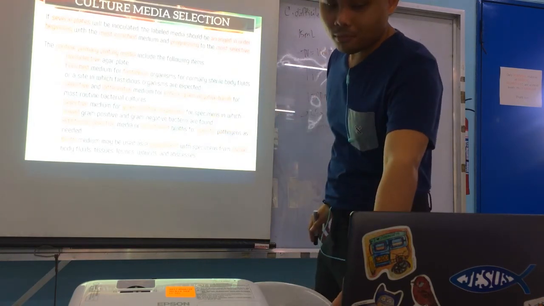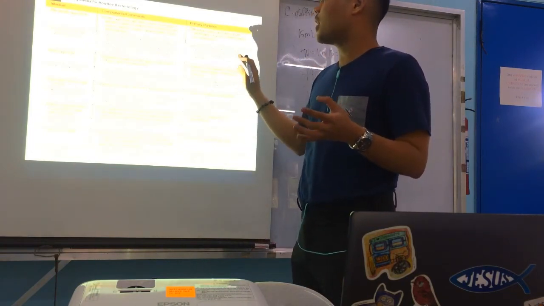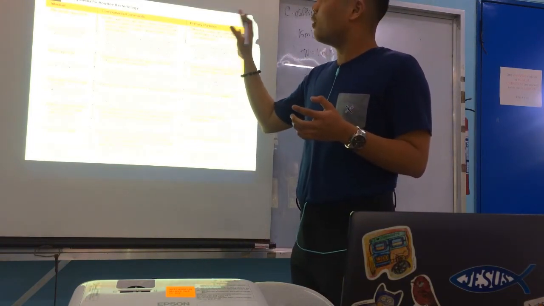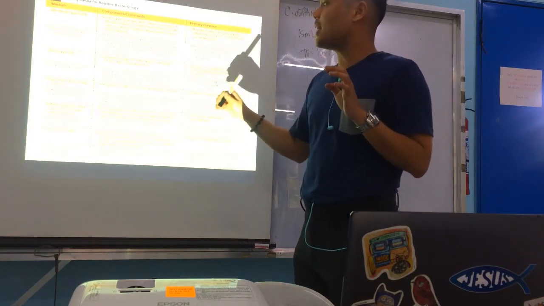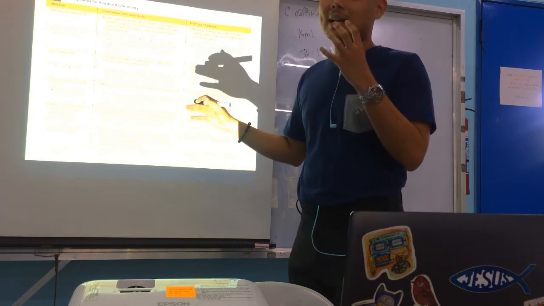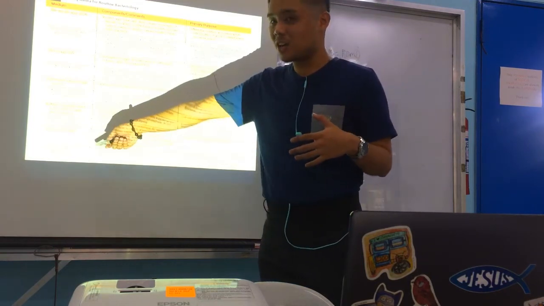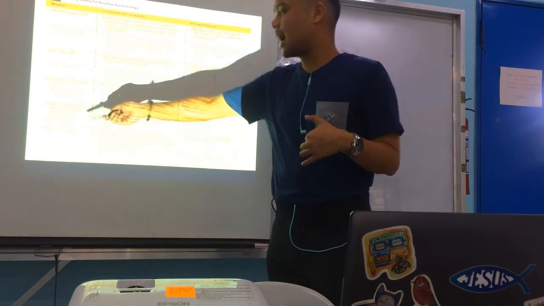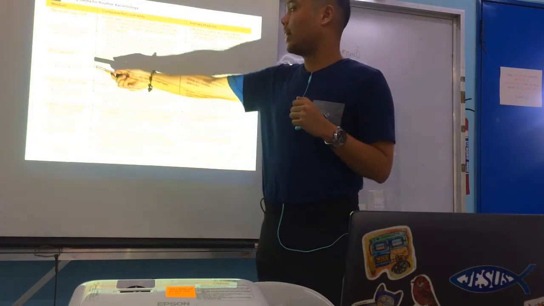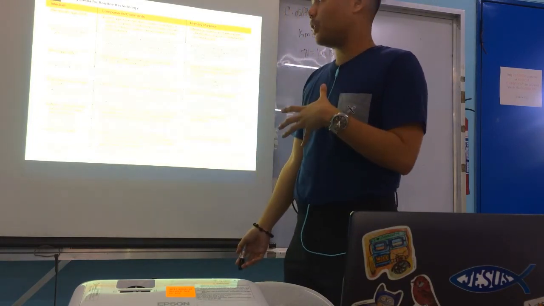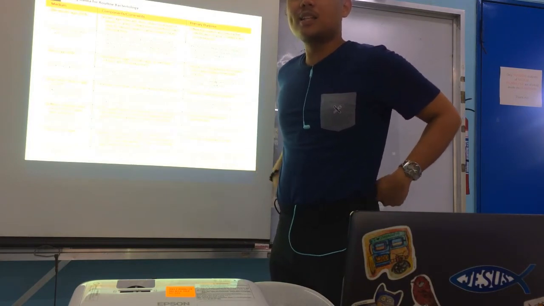For the last part, this is a tabular summary of, not all, but most of the common routine culture media and routine bacteria. Please take note of the culture media and the organisms they are used to isolate. For example, Burkholderia cepacia, that's for Burkholderia cepacia. Campylobacter, that's for Campylobacter. Bordet-Gengou is for Bordetella pertussis and parapertussis. And BCYE, please take note, buffered charcoal yeast extract agar, that's for Legionella.